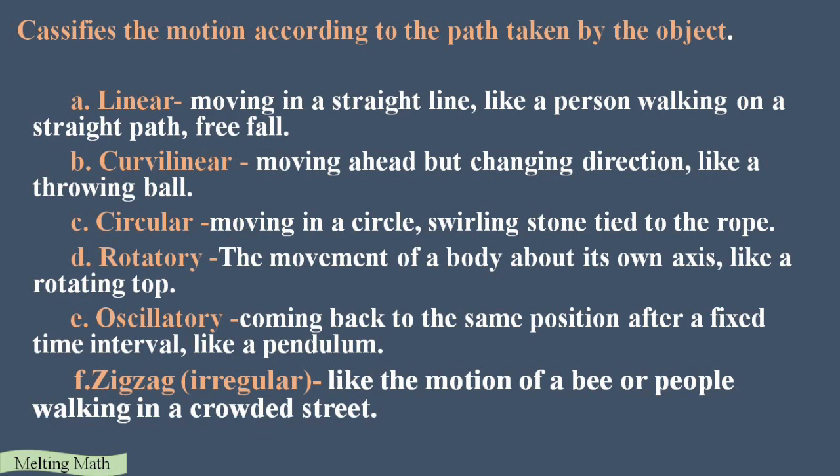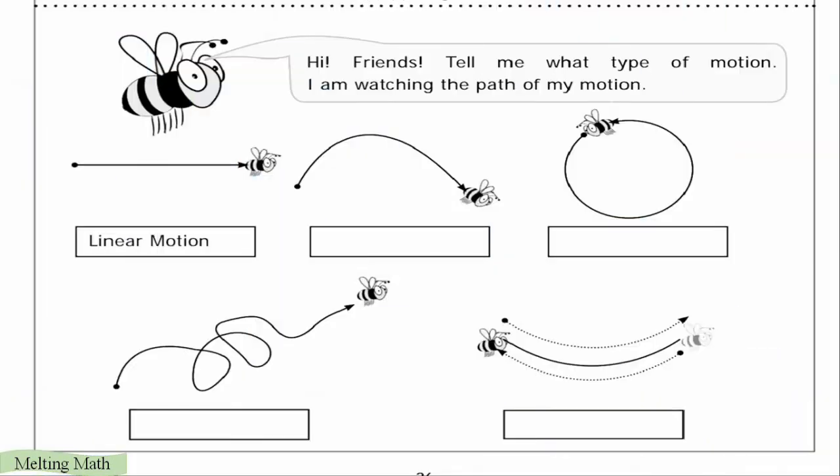Next one is zigzag motion, like the motion of a bee or people walking in a crowded street. People walking in a crowded street is also a very good example. When a car moves in a zigzag manner, like a crossing manner, it's also this type of motion.